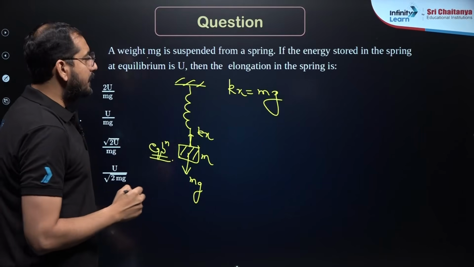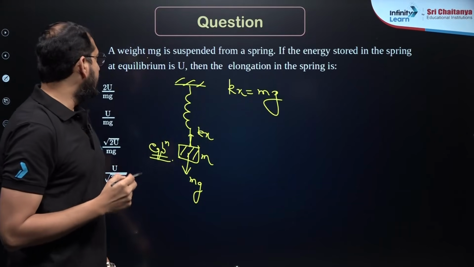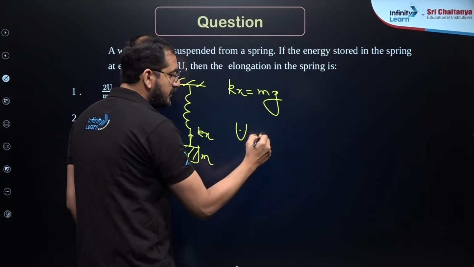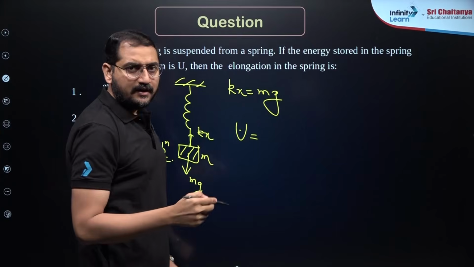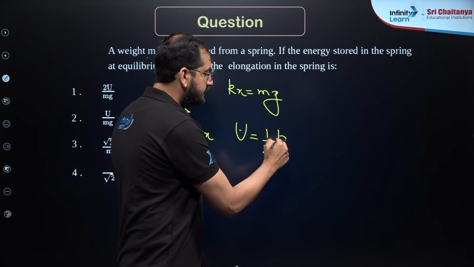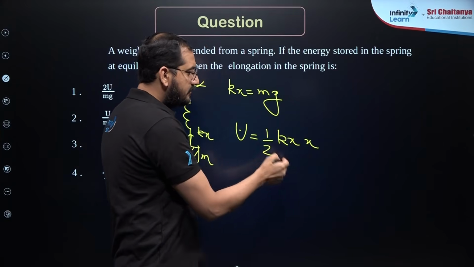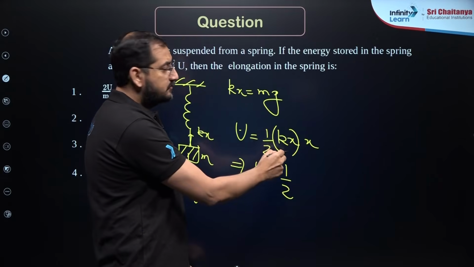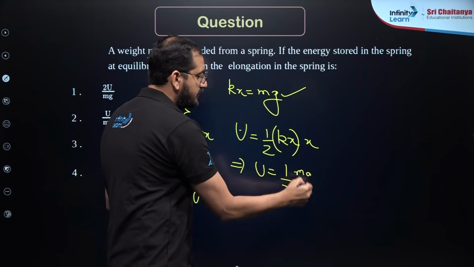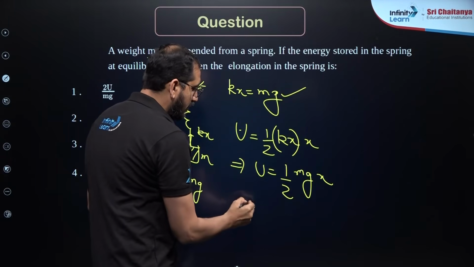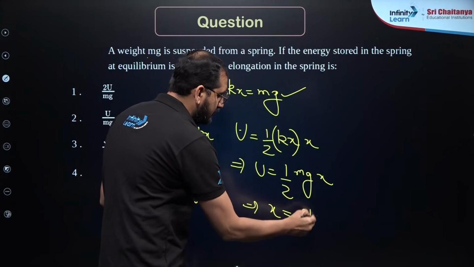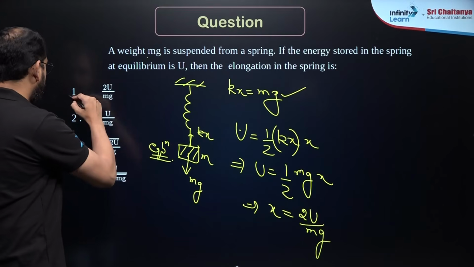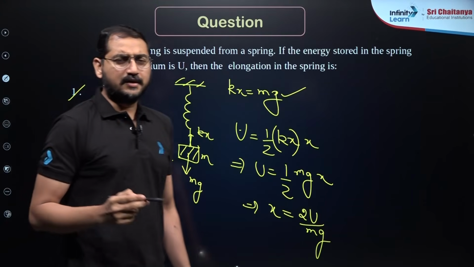What the question is saying is that the energy stored in the spring at equilibrium is capital U. So at this point, capital U is the energy stored in the spring. So can we write U as half kx square? And x square can be split like this. Let's write down this kx term using my first equation. Kx is equal to mg, and from here we can say that x is 2U divided by mg, right? So for this, your first option is the correct answer.